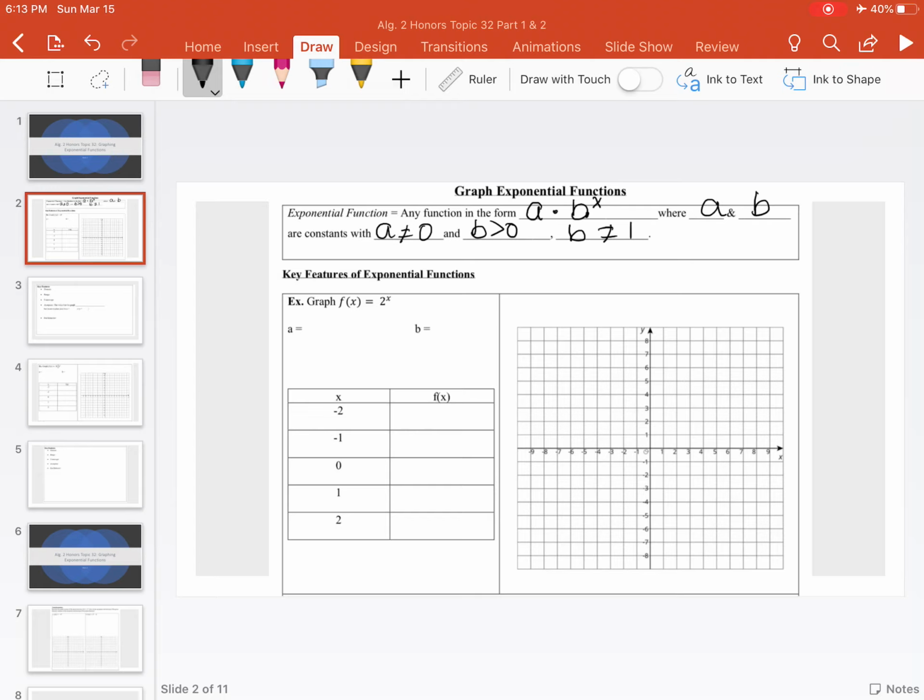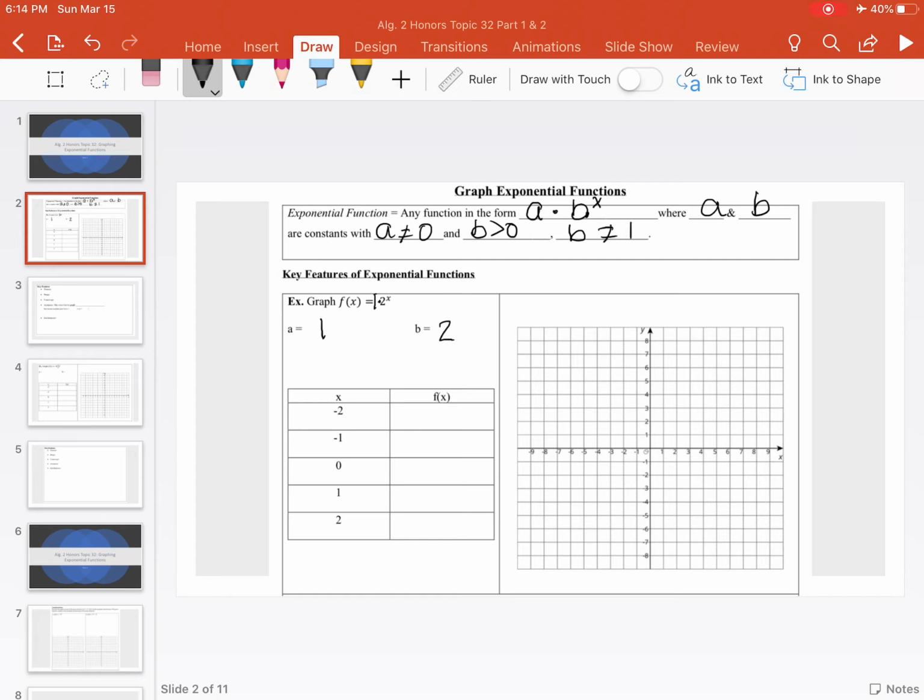So if we look at our first example here, we have graph the function f of x equals 2 to the x. So if we think about what our a is, now we don't have any number specifically in the a spot here, so that means we're really multiplying a 1 times this. So a here is 1. Our b is whatever constant is raised to the exponent, so our b here is 2.